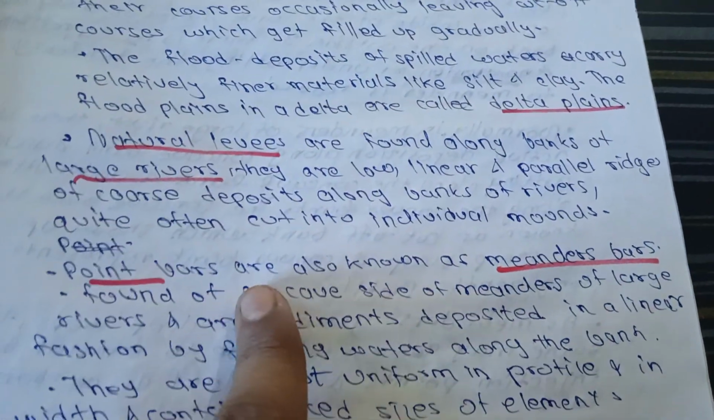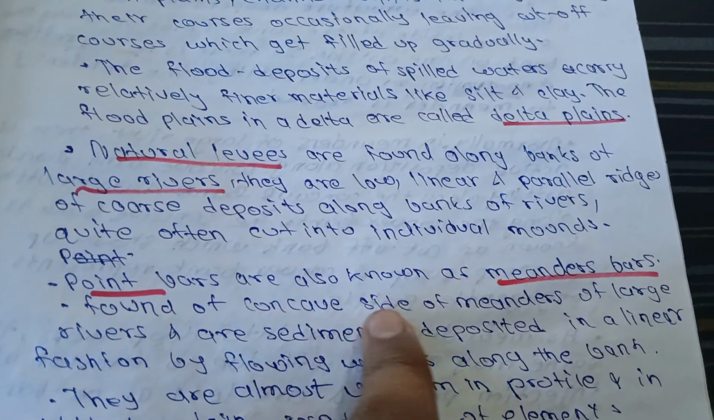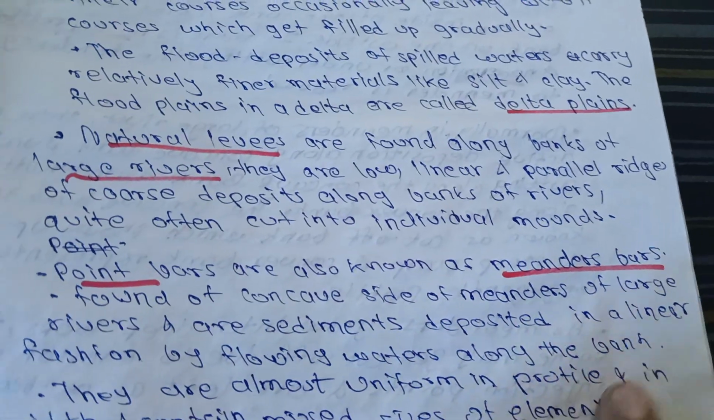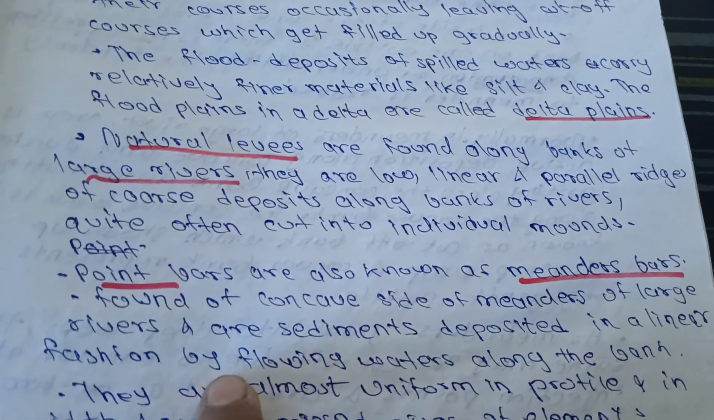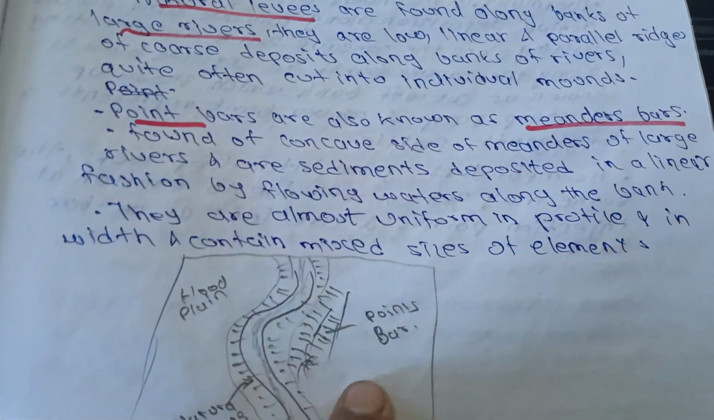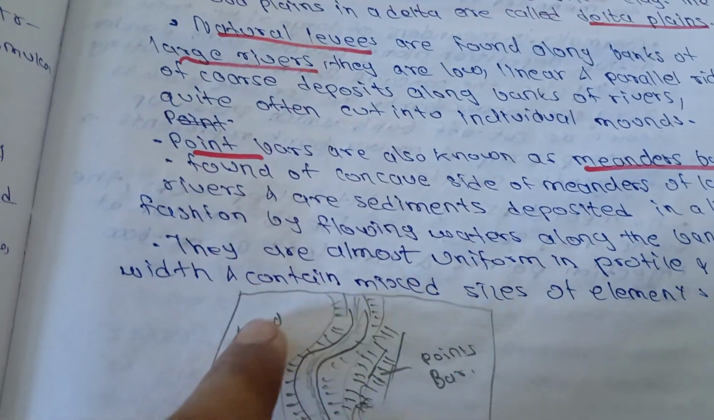Now, point bars are also known as meander bars, found on the concave side of meanders of large rivers, and are sediments deposited in linear fashion by flowing water along the bank. So you can see these are point bars and these are natural levees and these are flood plains.